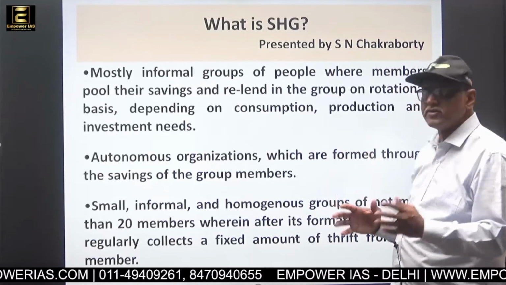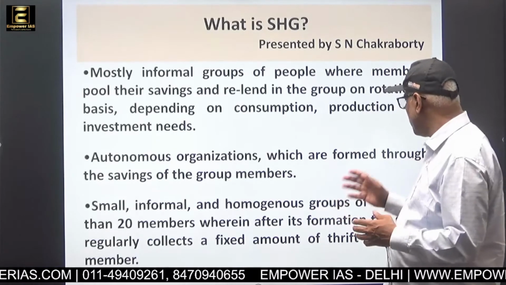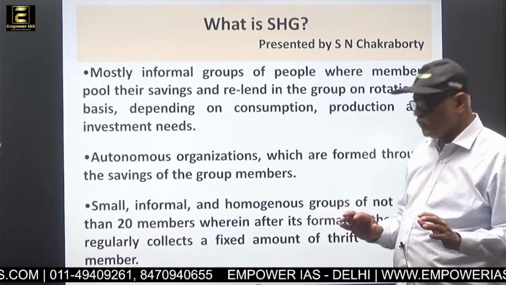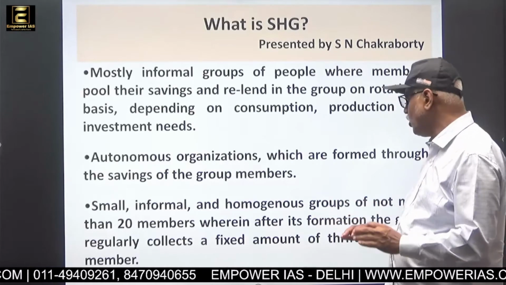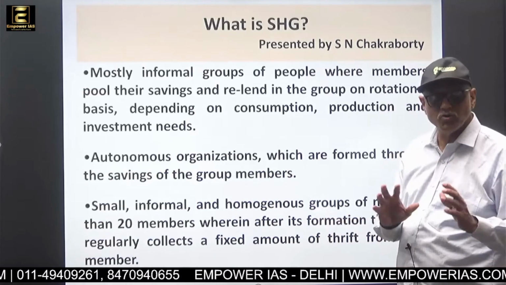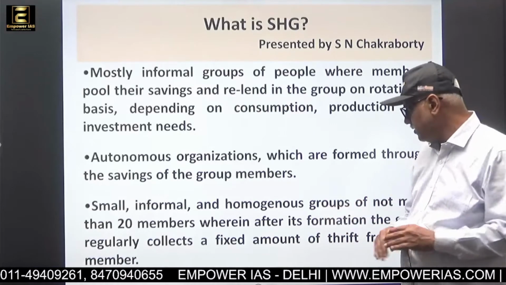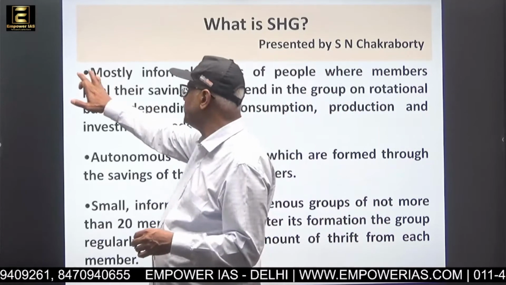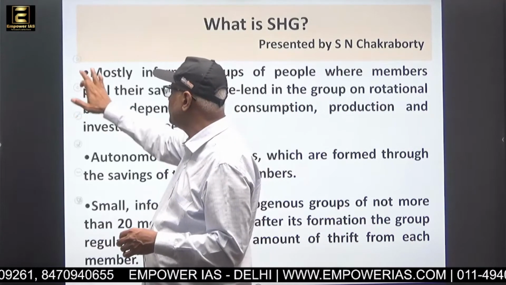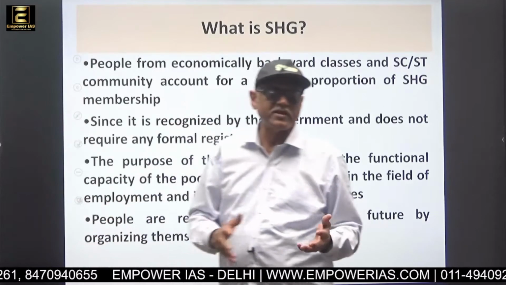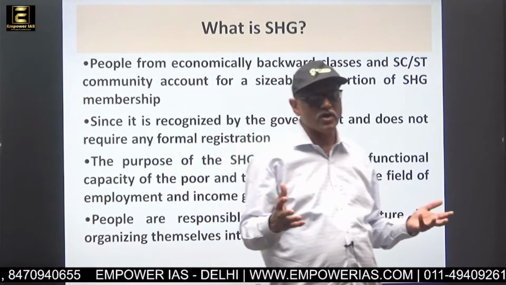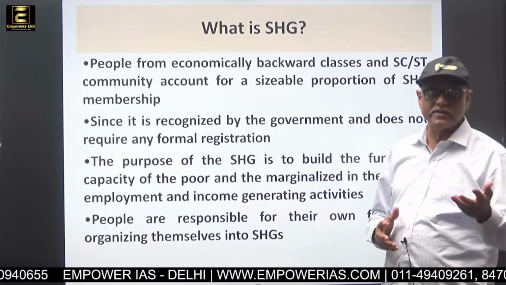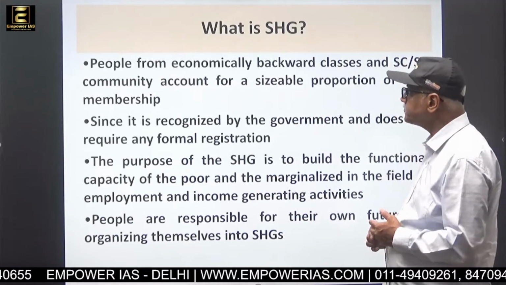It is an autonomous organization, formed through the savings of the group members. Small, informal, homogeneous groups of not more than 20. This is a small group, and it is very informal. So that is the basic character of any SHG. If it becomes too formal, then it loses the character of an SHG and becomes a society. It is not really a registered society, but an SHG can register itself also.